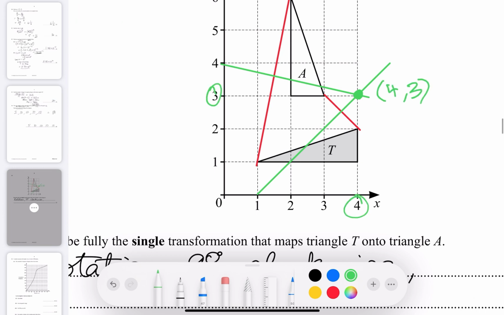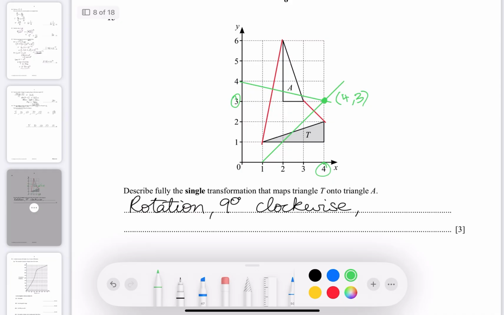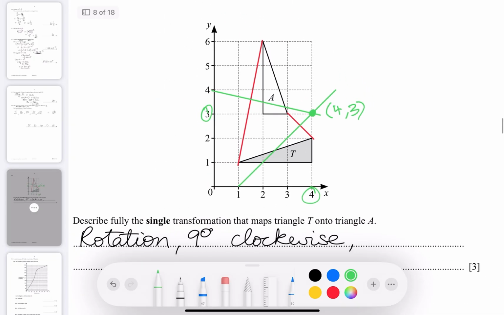4, 3. But if you just want to be extra sure, to verify your answer, you can do it for the third point, the third corner. You connect them up, and then you draw, and you can see the perpendicular bisector is exactly the same for this line too. It's just this right here.